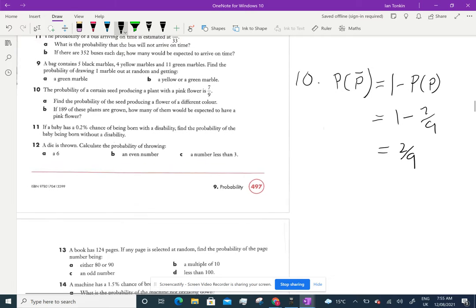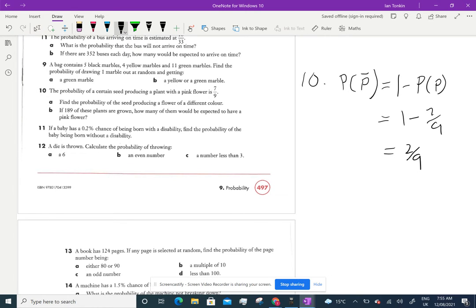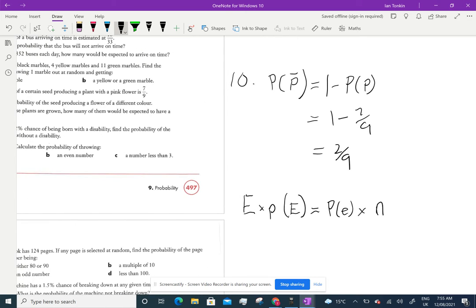Now, expectation, and I should have written this before. How many would you expect? Well, expectation equals the probability of whatever it is. I'm going to write this a bit better. The expectation of an event equals the probability of that event times the number of, I'm just going to put S, the number of trials, samples, whatever that is.